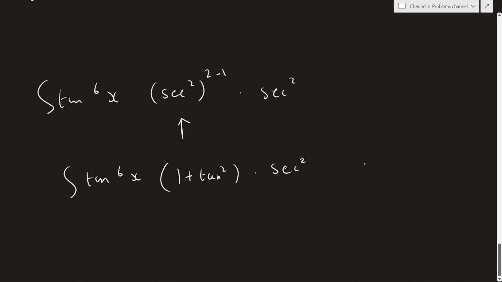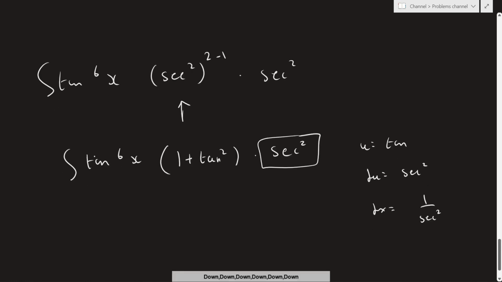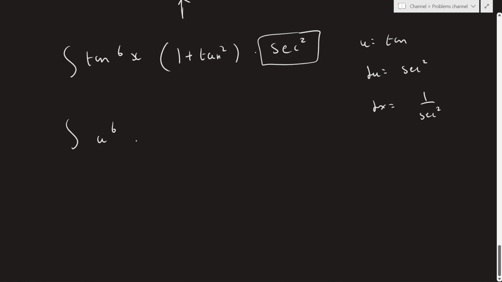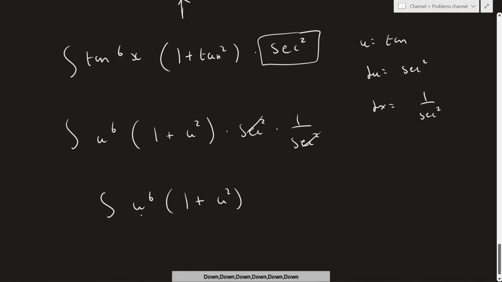So we need now to replace tan by u. So du will equal secant squared, and dx will equal 1 over secant squared. This way we can cancel this secant squared. So let's rewrite it here. u power 6 times 1 plus u squared times secant squared times 1 over secant squared. We can cancel, and we'll have u power 6 times 1 plus u squared.